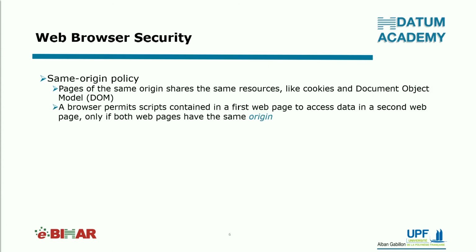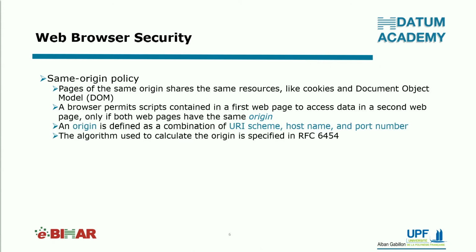A browser will only allow the scripts contained in a first page to access data on a second page if both pages have the same origin. An origin is defined as a combination of a URI scheme, a hostname, and a port number. I will not give the algorithm that calculates the origin of a page. You can refer to this request for comments. I will only show you a few examples that I took from Wikipedia that basically explain everything in a nutshell.